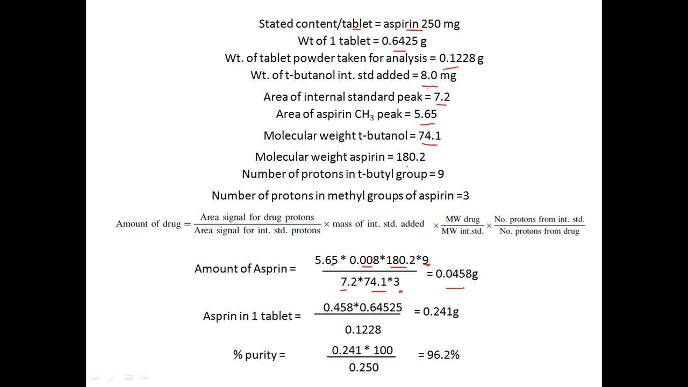So one aspirin tablet, how much is it containing? If from 0.128 grams you have got 0.0428 grams of aspirin, then 0.6425 grams of tablet will have how much aspirin? So it comes to around 241 mg. So the percentage purity, if you take experimental versus calculated, you will get around 96.2 percent purity for this particular sample.